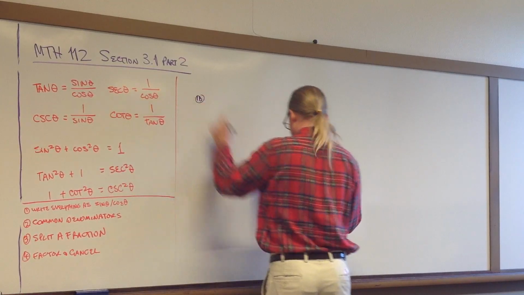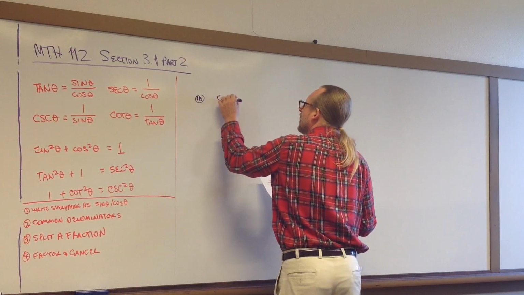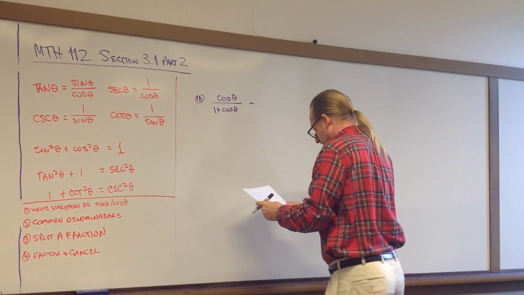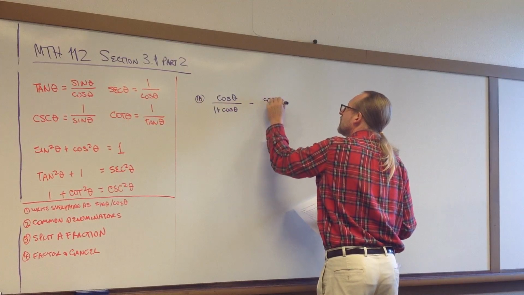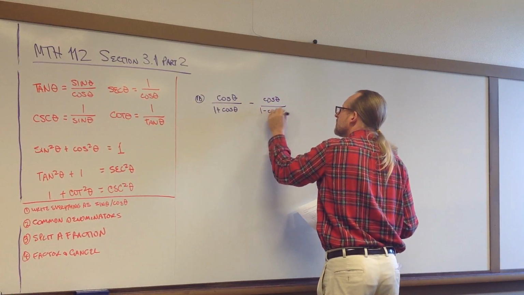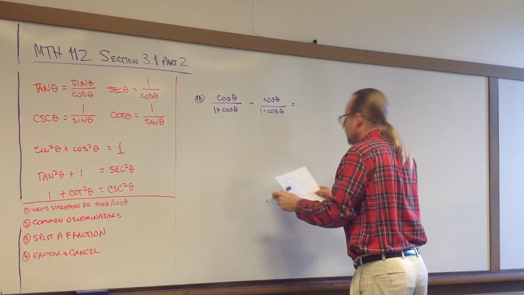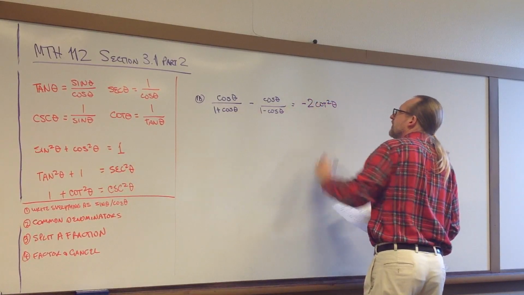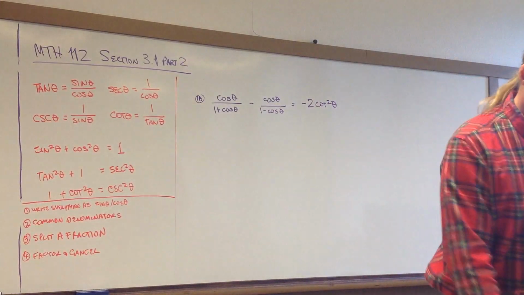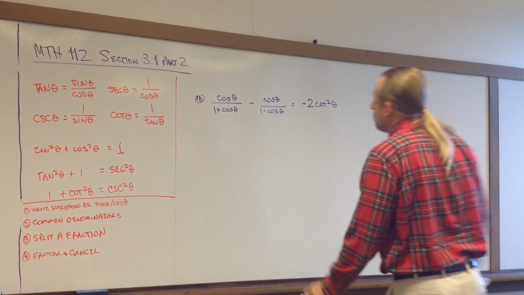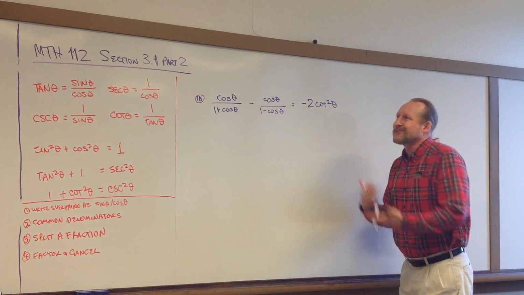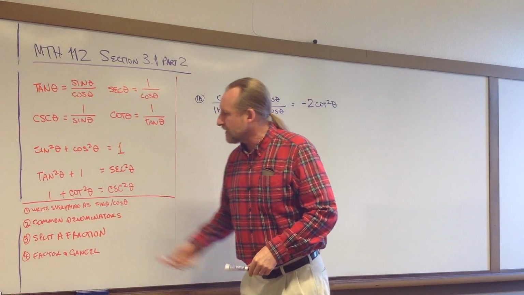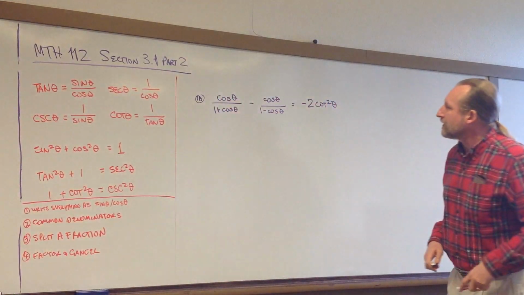So, let's see what we've got here. Cosine theta over 1 plus cosine theta minus cosine over 1 minus cosine theta, and then we want this to come out as negative 2 cotangent squared theta. So we've got these two fractions. They have different denominators. That lends us to strategy number 2 here. Let's make a common denominator out of this.